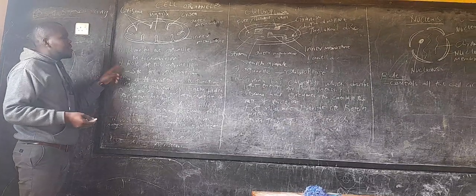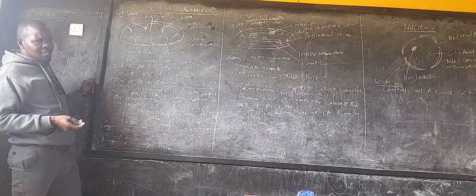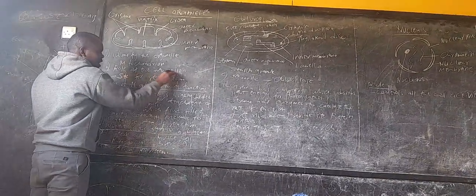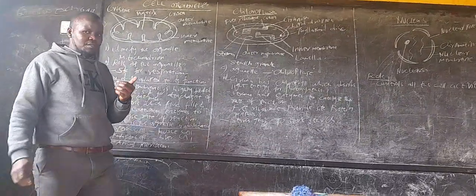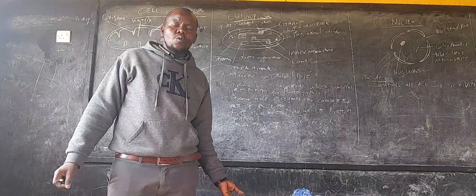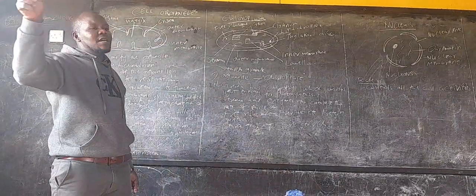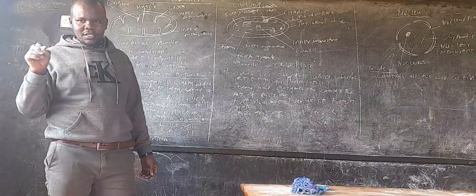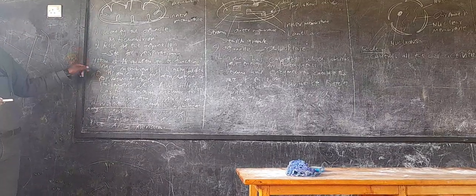Then number two, the role of this organelle. We are speaking about the role of the mitochondrial organelle. It's the site for respiration. But students write what? It yields energy. That's all they write in the exam. That is wrong. We are saying it's the site for respiration, hence yielding energy. Are you checking that? Site for respiration, hence yielding energy. That is it.